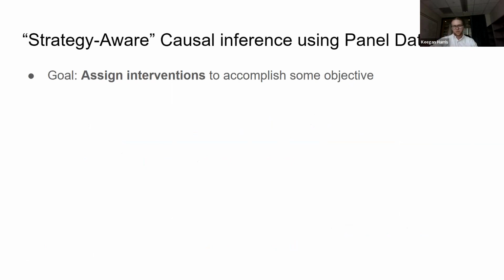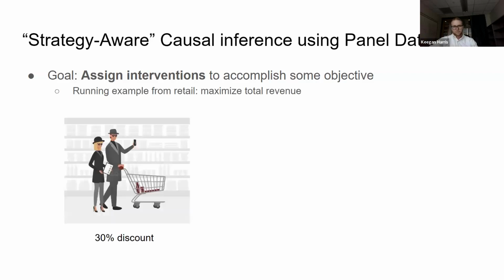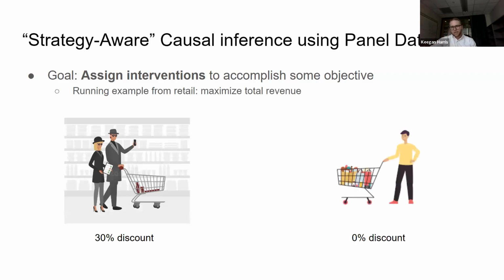And so our goal in this setting is to assign interventions in order to accomplish some downstream objective. So in particular, you could just think about maximizing total revenue. And so maybe, if you have a product which is not being bought very often, you may want to put it under discount in order to incentivize more people to buy it. Whereas on the other hand, if you have a product that is already very popular, it may not need a discount in order to sell well.